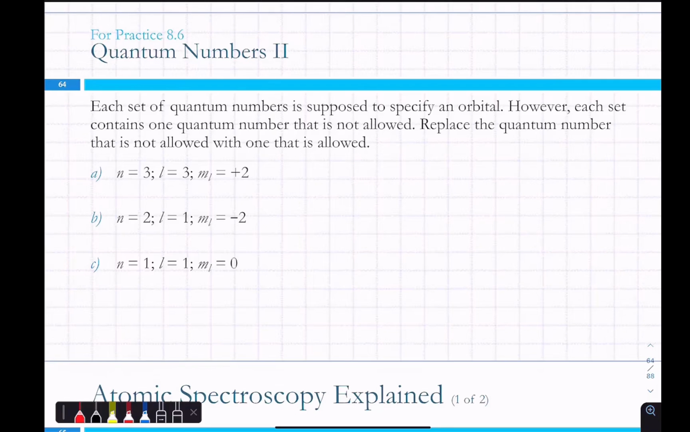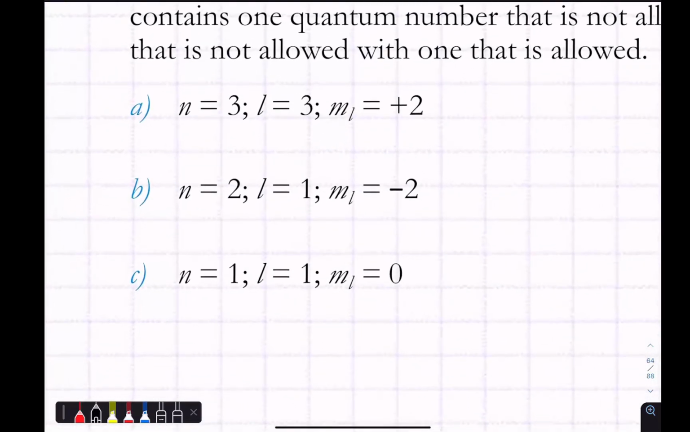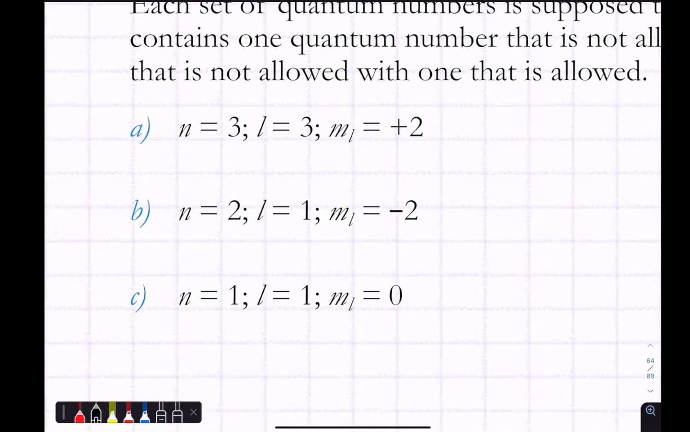But last question here. Each set of quantum numbers is supposed to specify an orbital. However, each set contains one quantum number that is not allowed. Replace the quantum number that is not allowed with the one that is allowed. Let's focus on A then.